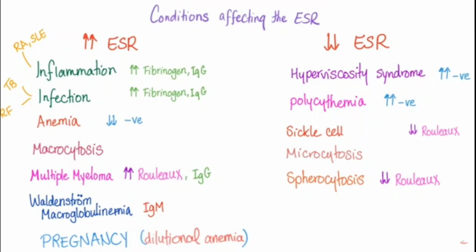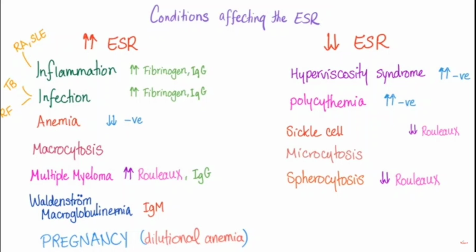Polycythemia is a condition in which the red blood cells increase in amount. Therefore, there will be an increase in the negative charge, so the ESR value will decrease. In the case of sickle cell, the shape of the RBCs becomes sickle shaped, and because of that, there will be a decrease in the ESR value.